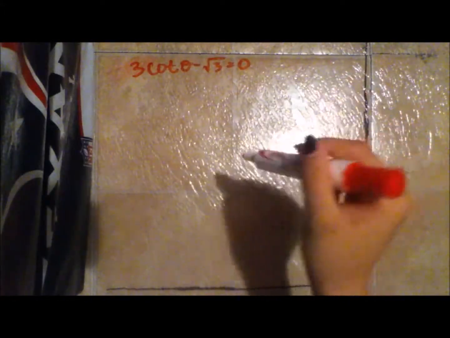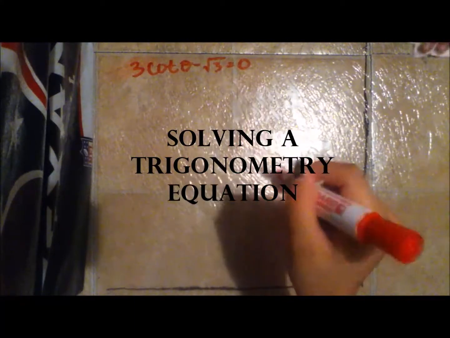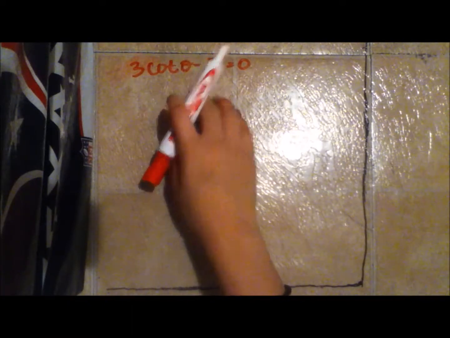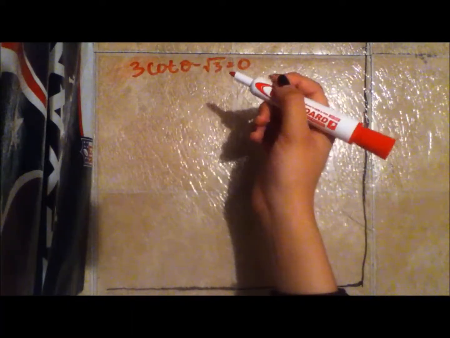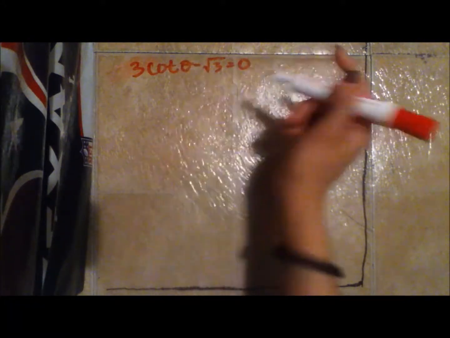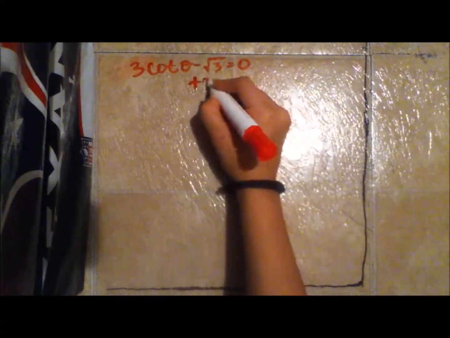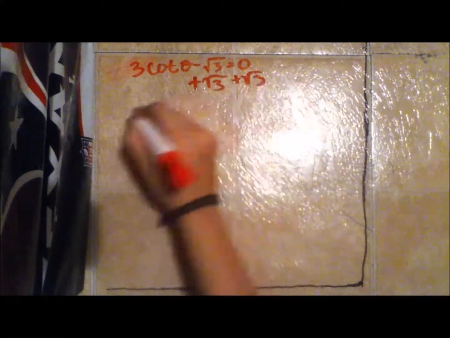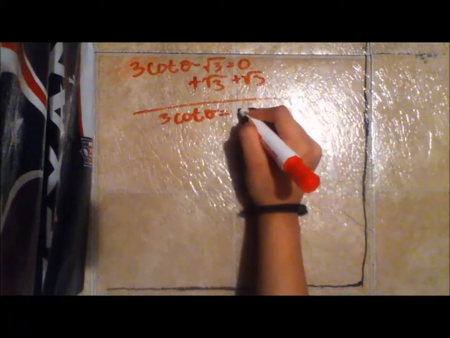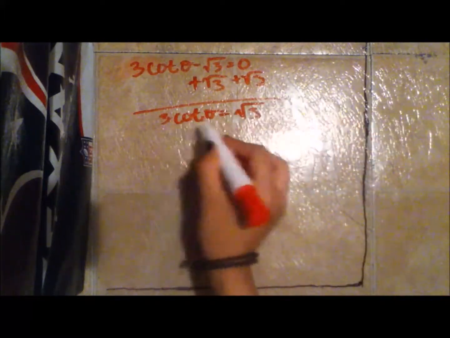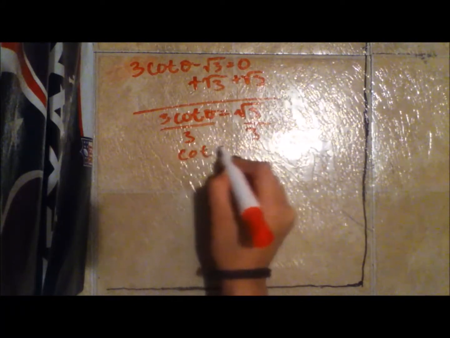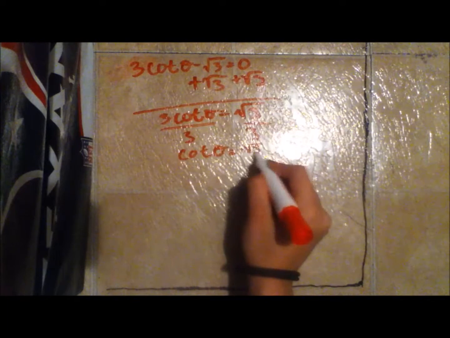For this problem, we will be solving a trigonometry equation: 3 cotangent theta minus the square root of 3 equals 0. The first step is to move everything to the other side and leave theta alone. So you add the square root of 3 to both sides, which gives 3 cotangent theta equals the square root of 3, and then you divide by 3, leaving cotangent theta equals square root of 3 over 3.